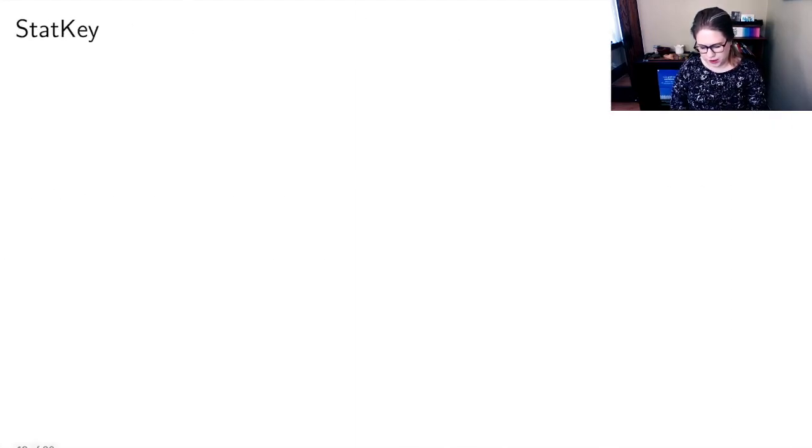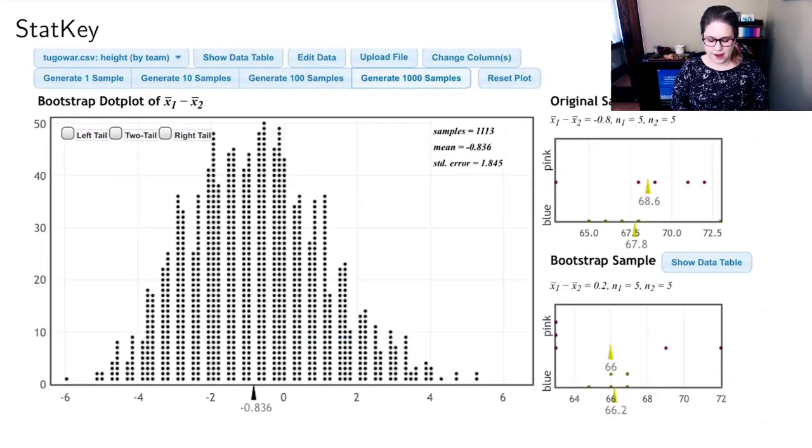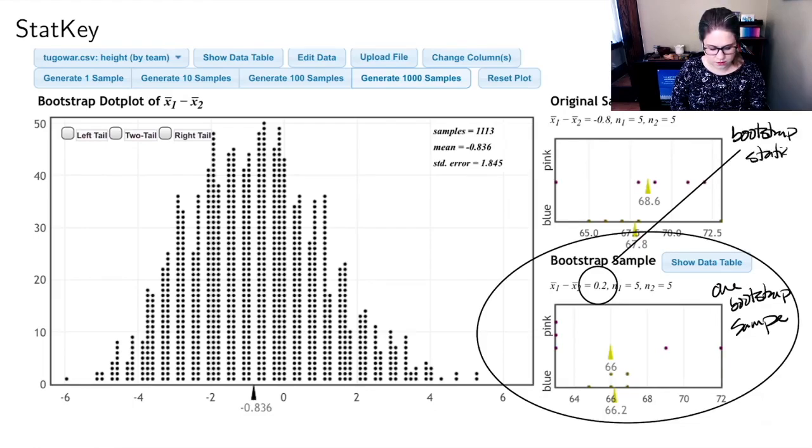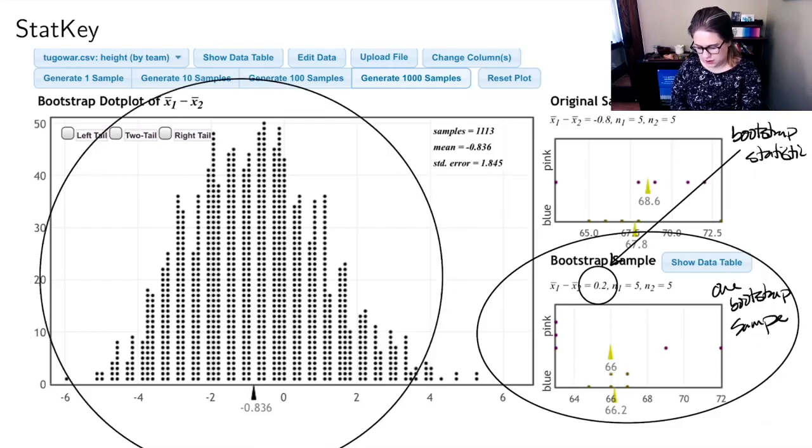So I think I'm just going to put in that same screenshot again, and then let's think about these things. So here is one Bootstrap sample. Then this number here, that is a Bootstrap statistic, because it's a statistic computed from the Bootstrap sample. And this is my Bootstrap distribution, because it's a distribution of many Bootstrap samples.